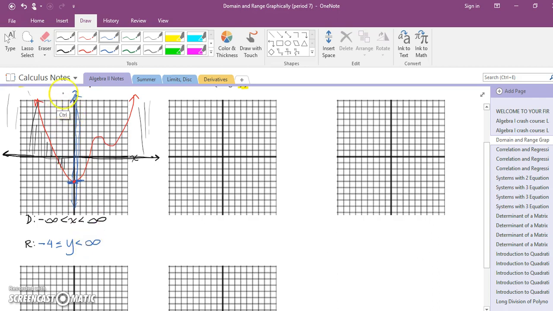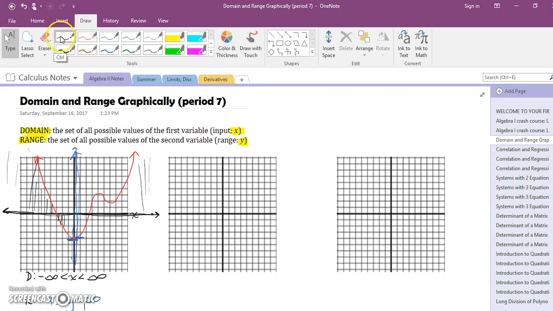Now this is probably how you would have written it in like 8th or 9th grade, but I want to show you something called set notation, which is how you would see it written in upper level math.